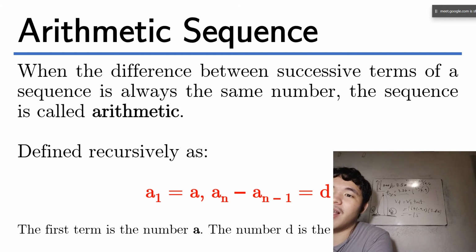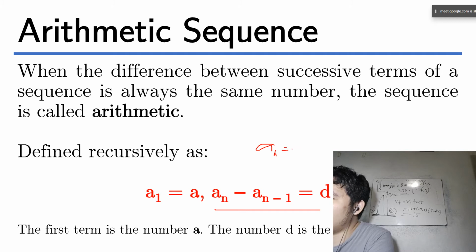para ka nagsi-skip count, ganon. Para ka nagsi-skip count, di ba? Yun lang yun. And it's defined recursively as, yung tawag doon, arithmetic. Defined siya recursively as, ito, a sub 1 equals a, the first term. And yung common difference is a sub n minus a sub n minus 1 equals d. Or, in other words, a sub n equals a sub n minus 1 plus d. Di ba? Yun lang yun. The first term is the number a. The number d is the common difference.